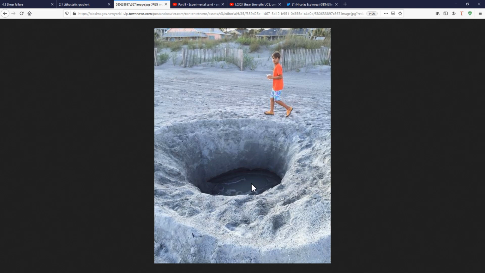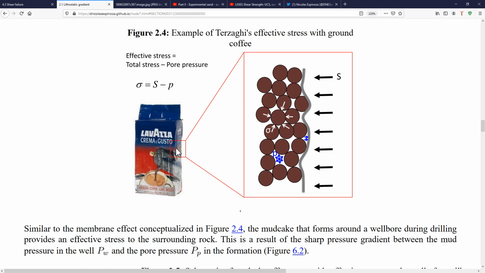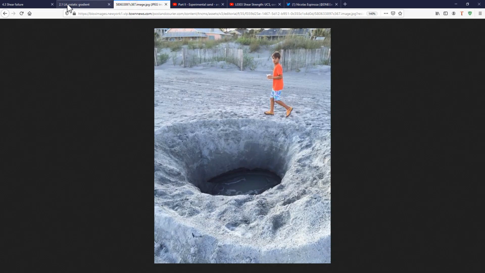If you take this to a drilling application again, in order to drill a wellbore in an uncemented sand under the water table, we're going to need the help of drilling mud in order to apply an effective stress that is going to make the sand grains hold to each other, and that drilling mud is going to apply an effective stress similar to what this membrane applies on the grains. All right.